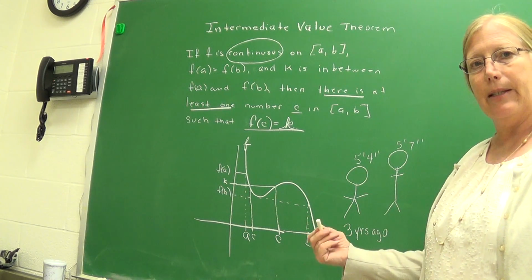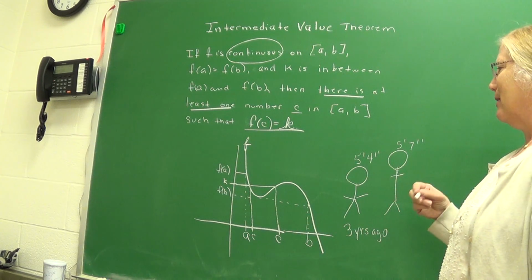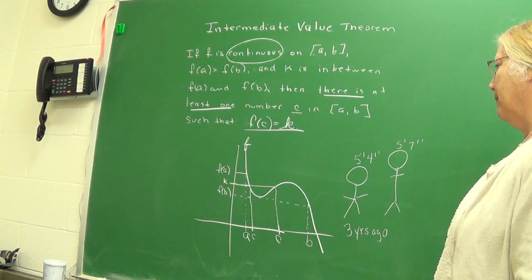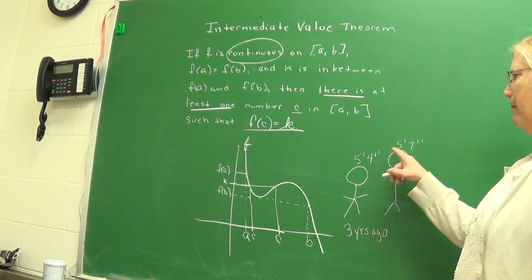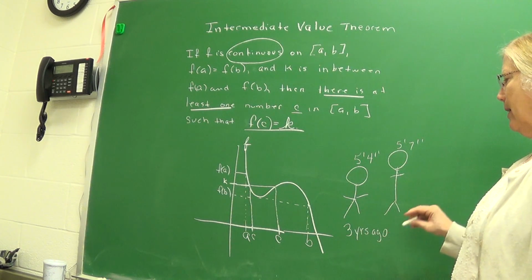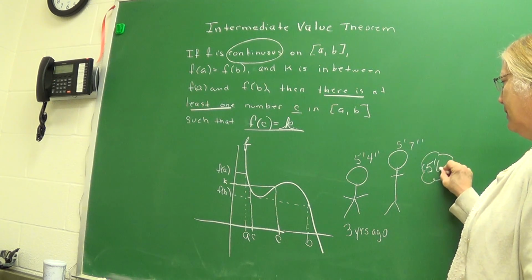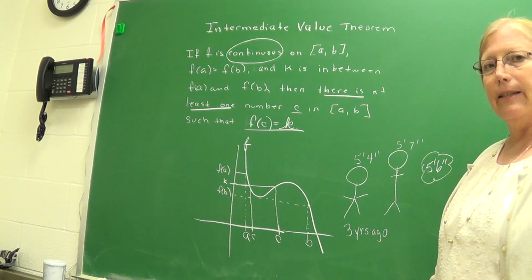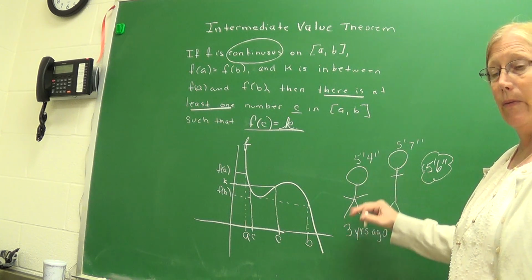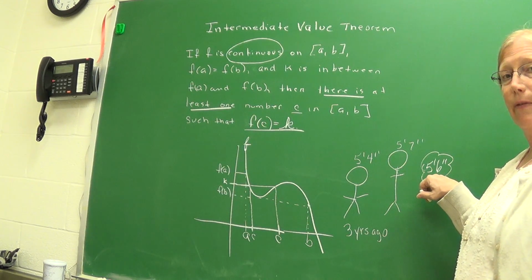There's no stops in time, no jumps, no backwards motion in time. So if it's a continuous function of time, and I take any number between 5'4" and 5'7", well, I'm thinking of 5'6". Doesn't it make sense that there is some day in one of those 3 years where the person met 5'6"?